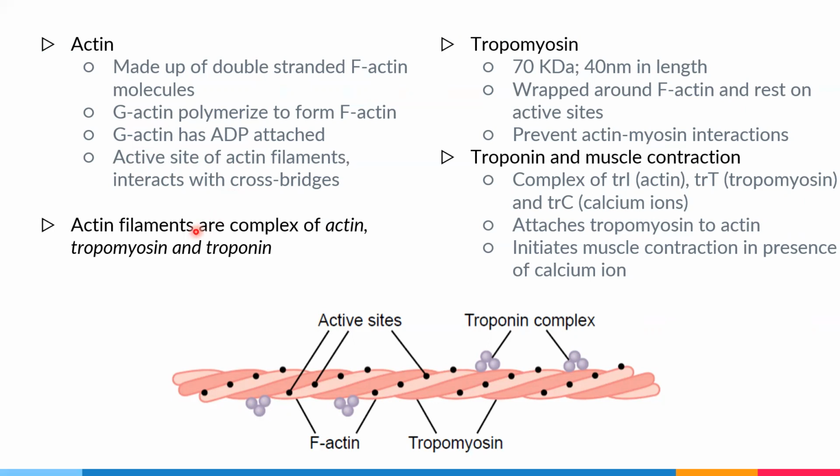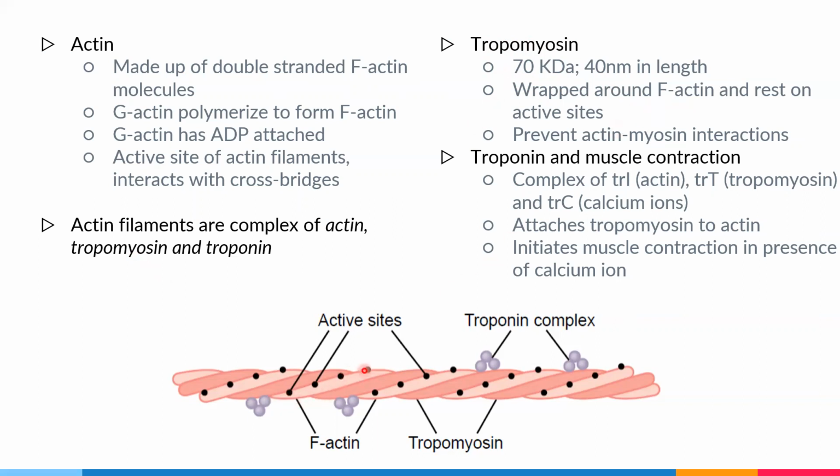Actin filaments are complexes of actin, tropomyosin, and troponin. What is then a tropomyosin? Tropomyosin is a big molecule, about 70 kilodaltons, and has a length of around 40 nanometers. The tropomyosin wraps around F-actin and rests on its active sites.